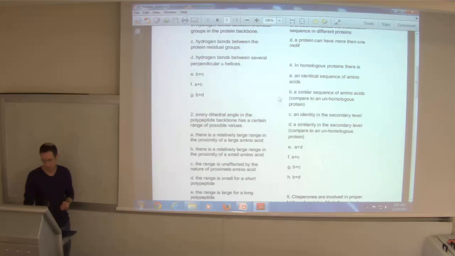That's correct. C, an identity in the secondary structure level. So again, no identity, just similarity. D, a similarity in the secondary structure level compared to an unhomologous protein. So B and D are correct, hence the answer is H.